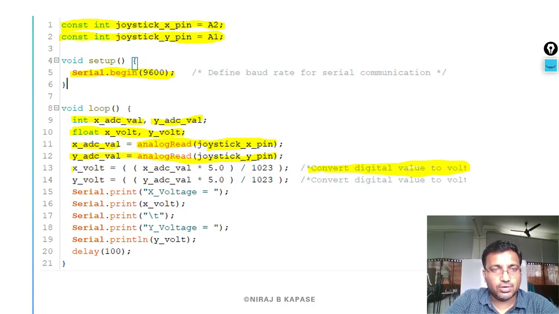So we are going to convert this analog voltage to a digital value, converting this voltage. How to convert it? X volt is equal to X ADC multiplied by 5 divided by 1023. Again, Y volt is equal to Y ADC multiplied by 5 divided by 1023.